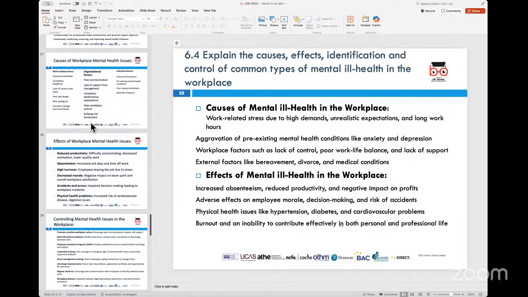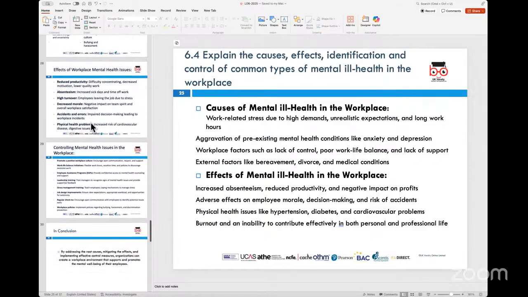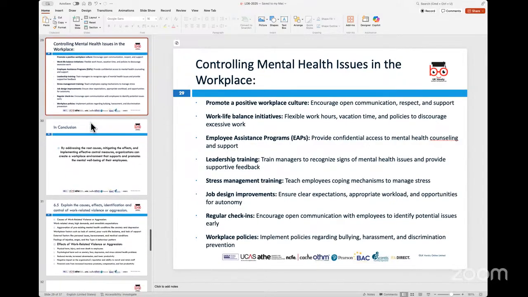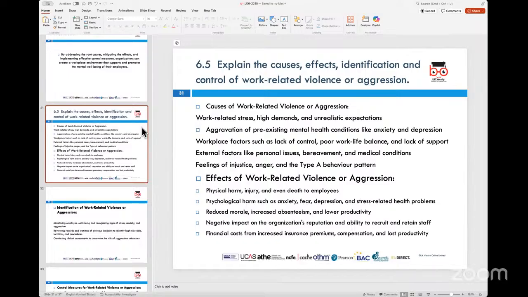So this gives you an idea of what the workplace related mental health issues could be, which are work related, organizational factors or individual factors, and how they can be identified and how they can be controlled by the employer within the organization. So any questions on this, just feel free to ask.